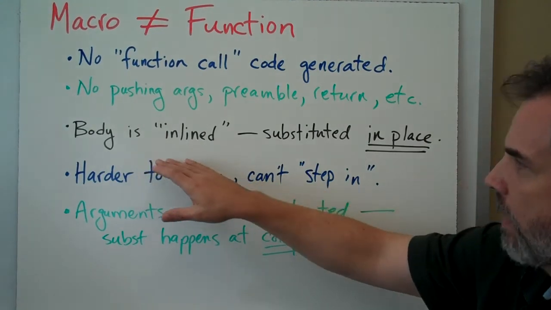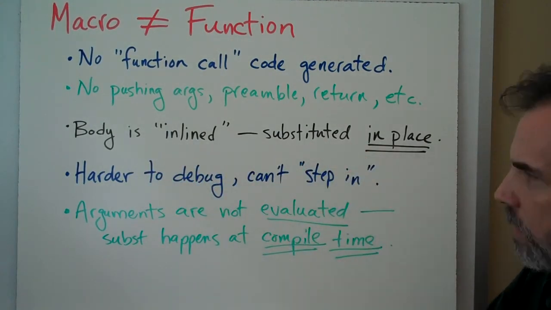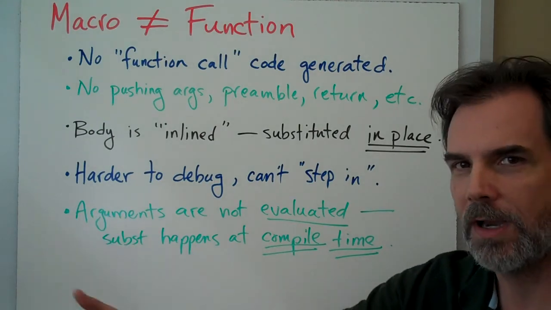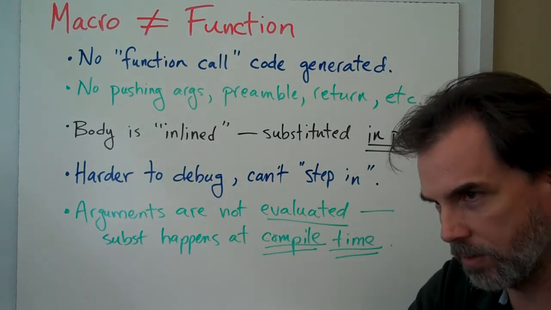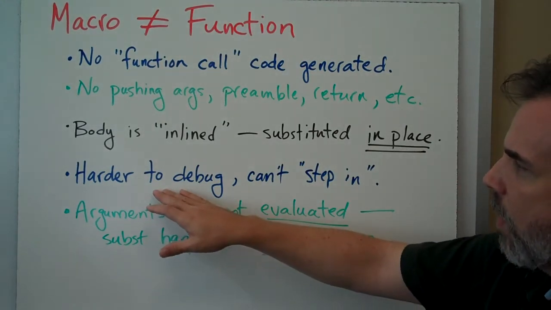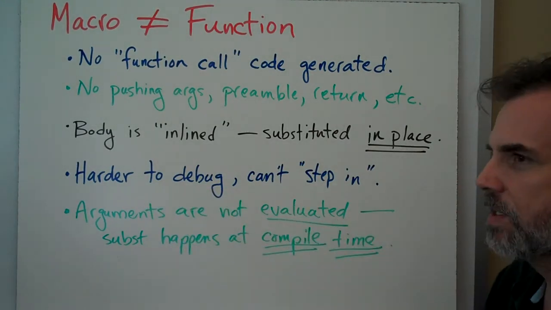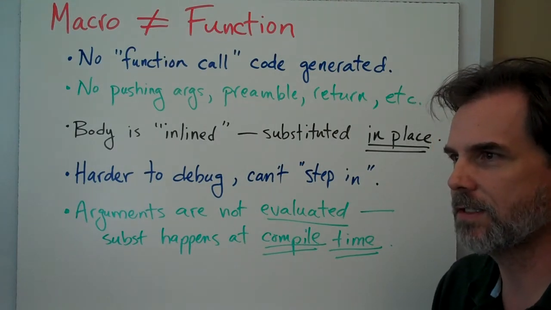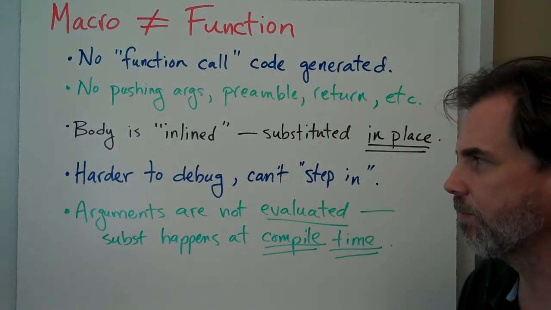None of that stuff is there because it's not a function. The body of the macro is inline. That means it's substituted right there in the code. There's no going somewhere else and executing code. So it's actually inserted into the code right there. The downside is it's harder to debug. You can't step into a macro because it's not another function, right? So it doesn't make sense.